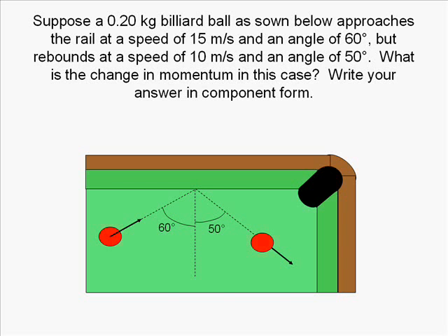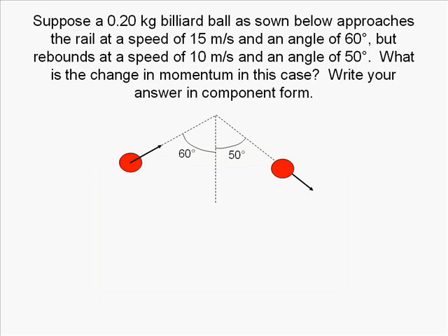We are going to write our resultant momentum in component form. We want to get the velocity vectors from before and after the ball hit the rail. We want to isolate the velocity vector from before the collision first. We need to draw a vector triangle to find the x and y components. Here is the vector triangle of the ball before the collision. It has a velocity of 15 meters per second at an angle of 30 degrees in the first quadrant.